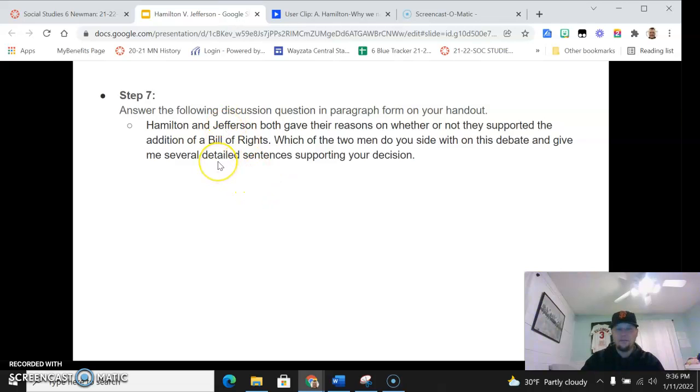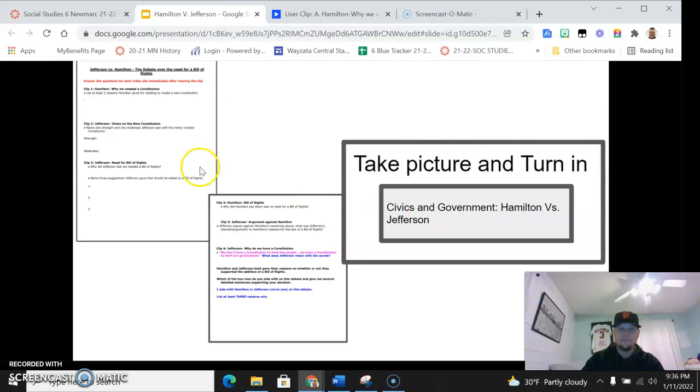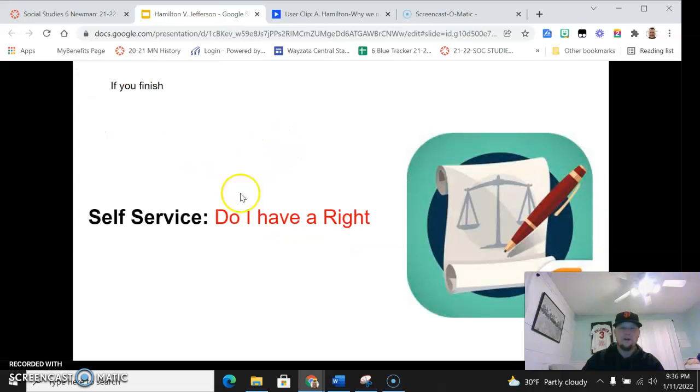If you get this far, I'm going to ask you to take a picture of it, of both sides, and turn it into the Civics and Government where it says Hamilton versus Jefferson assignment. And then you can move on to the app that is Do I Have a Right, which kind of goes through the Bill of Rights.